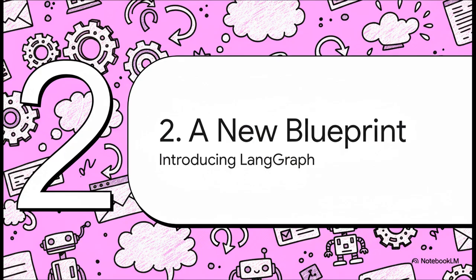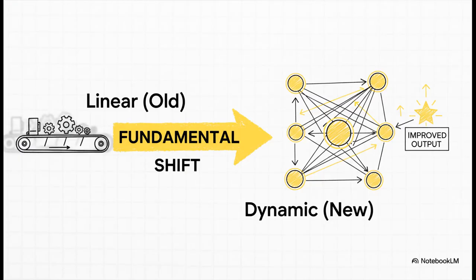Okay, so this brings us right to the solution. Let's talk about this new blueprint for building intelligent agents. Let's talk about LangGraph. And I really want to stress this. This isn't just some minor update. It's a totally fundamental shift in thinking. We're literally leaving that assembly line behind and stepping into this dynamic workshop we've been talking about, a place where agents can work in cycles and constantly improve what they're doing.